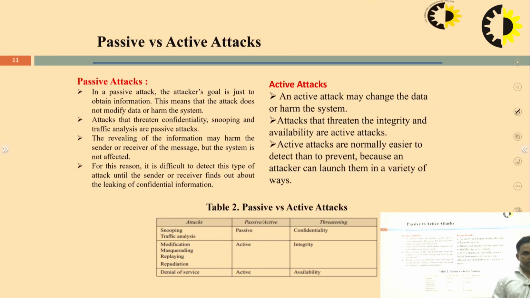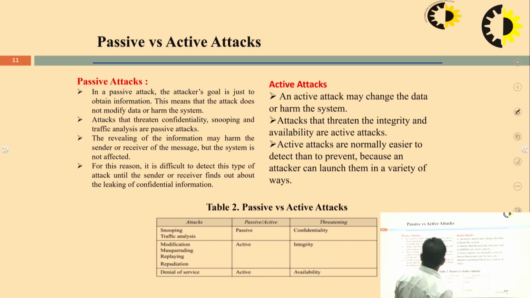Here, in the last points, we mentioned passive versus active attacks. What is the meaning of passive attack and active attack? In a passive attack, the attacker's goal is just to obtain the information without any harm to the user. But in the case of an active attack, an active attacker may change the data or harm the system. The core concept of an active attack is that the attacker accesses the information over the network, changes some contents, and wants to harm the system.